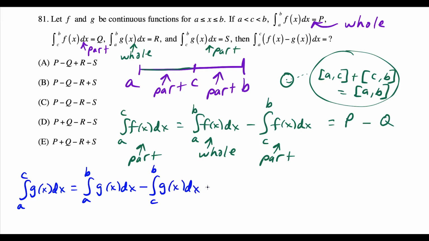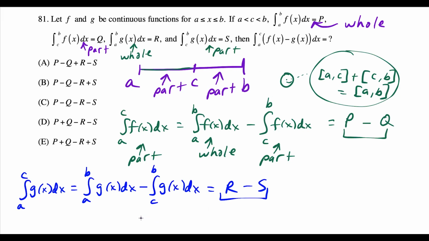And now this, we just plug in the givens again. So the integral from A to B of g of x is r, minus the integral from C to B of g of x is s. So now, to answer this question, we're just going to do f of x minus g of x from A to C. So we're going to take these two answers here. We're going to do this thing minus this thing here. So we'll just do that now.